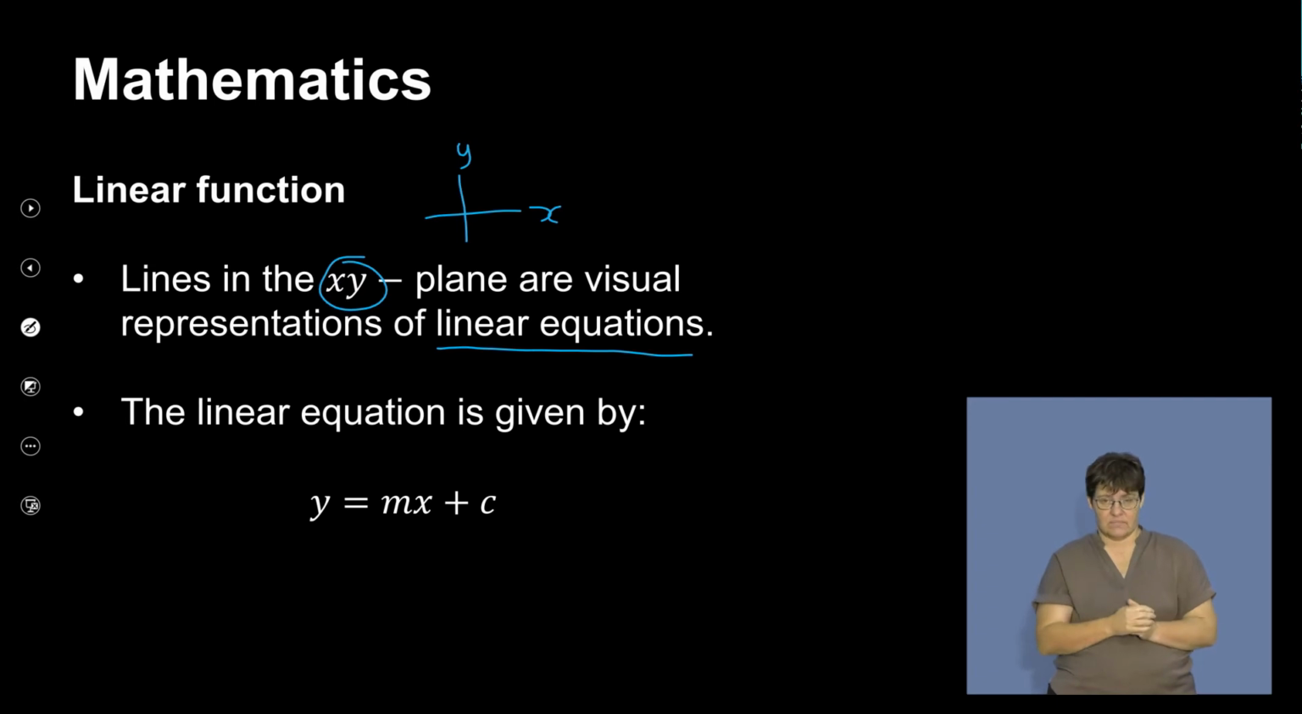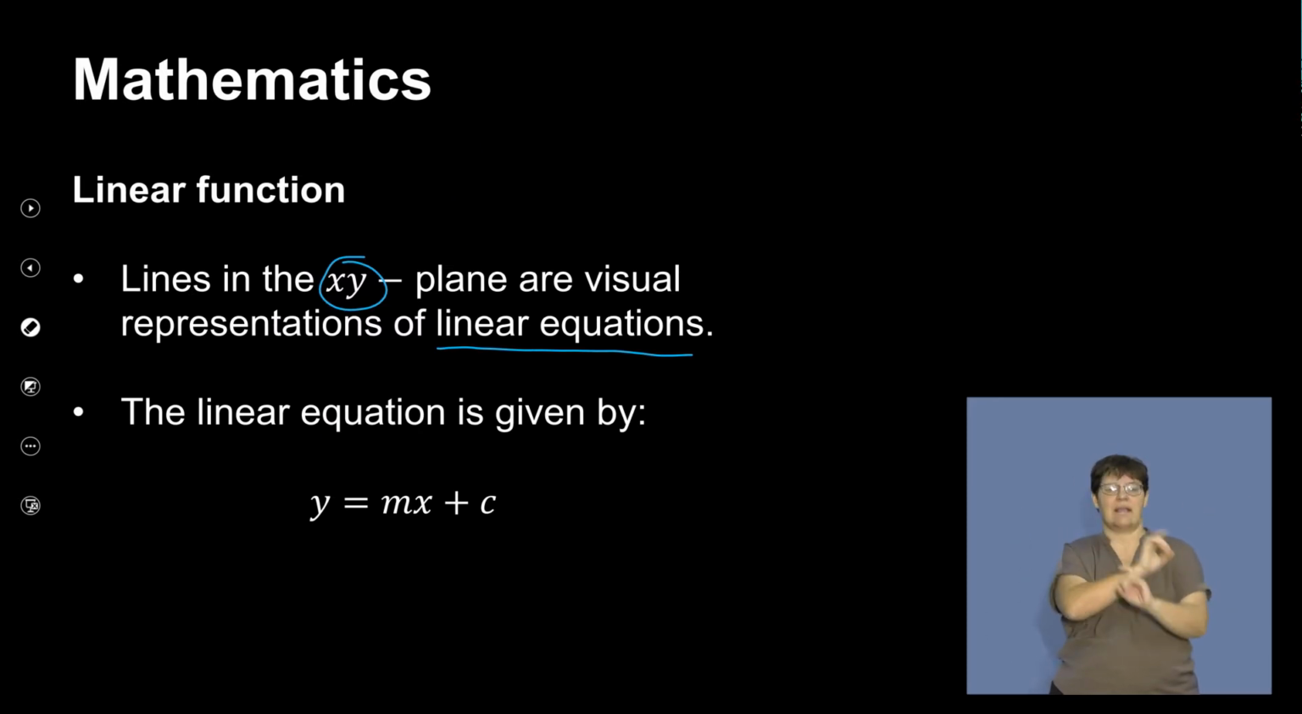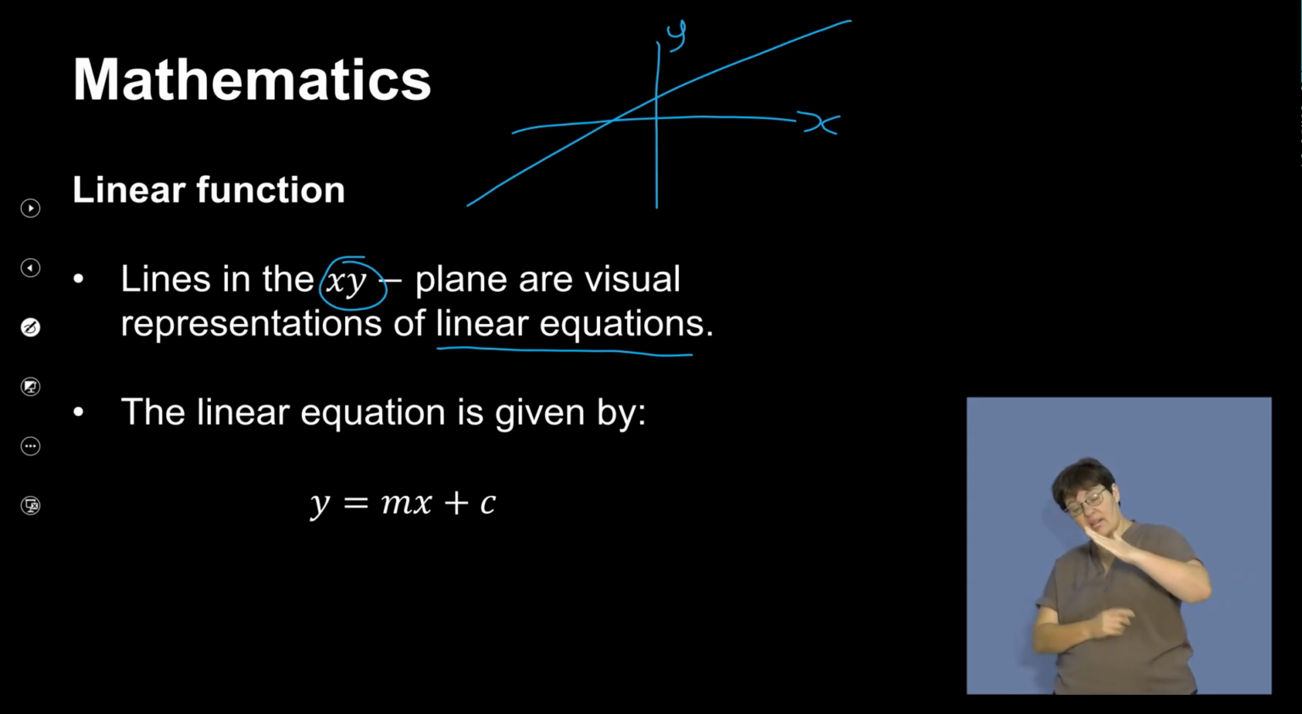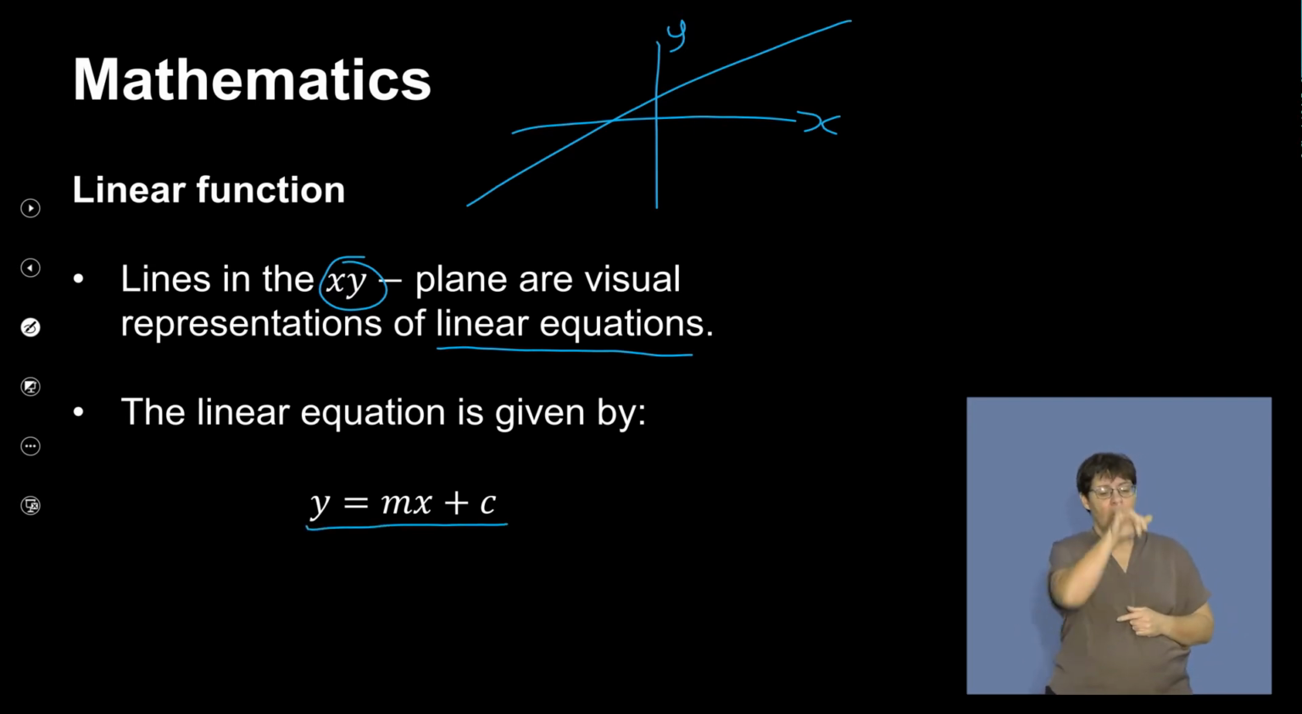So if I give you an xy plane, let me draw a bigger one so that you can see what I mean. If I give you an xy plane like this, and then I draw a line that is a bit slanted like that, this line is a representation of what you call a linear equation, right? Not just any line, it's a linear equation. And then the linear equation is given by y equals mx plus c.